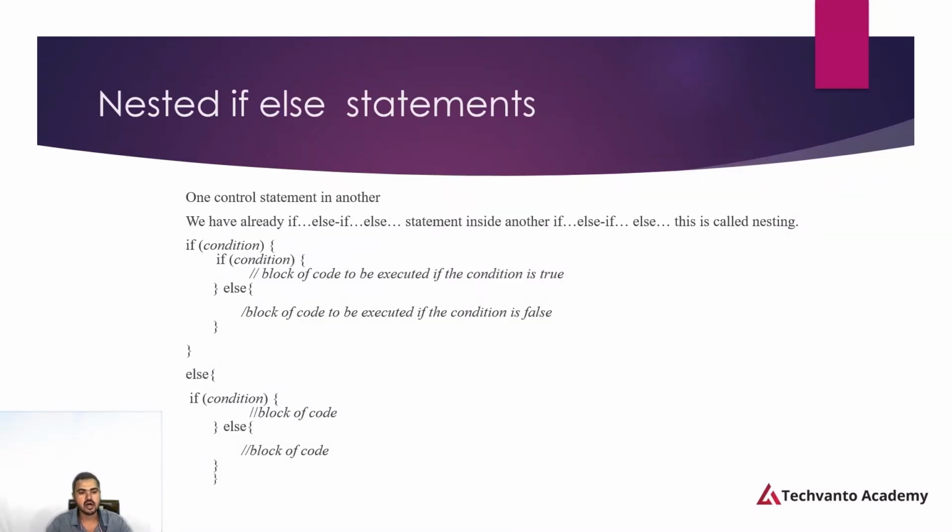Now we will look at the nested if else statement. If one control statement is present inside another control statement, then we call it nesting. Just observe, there are two blocks, one is if and another is else. In the if block there is one more if else block, and again in the else block one more if else block is there. Just observe in this slide how it works. So this is what we call nesting. If you can't understand this part, don't worry, we will move to Dev C++ and look at how it works.